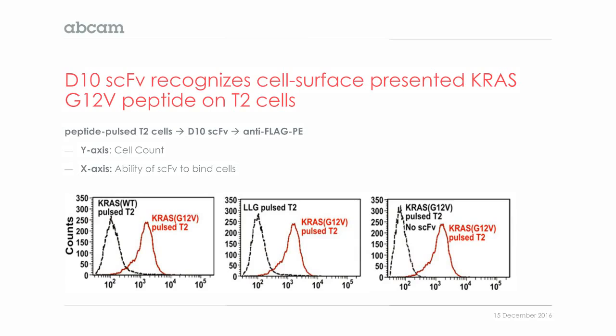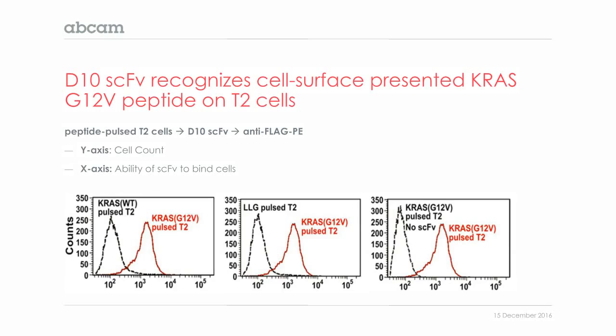The diagrams below are just histograms, and the y-axis represents the cell count. The x-axis represents the ability of the scFv to bind to cells, with increasing binding to the right. With the first histogram on the left side, we're comparing KRAS wild-type peptide pulse T2 cells versus mutant peptide pulse T2 cells, both of which are stained with the D10 scFv. And you see nice separation between the two curves.